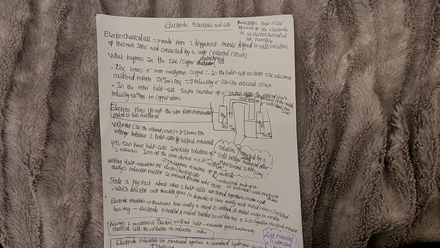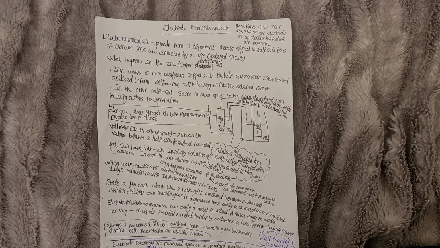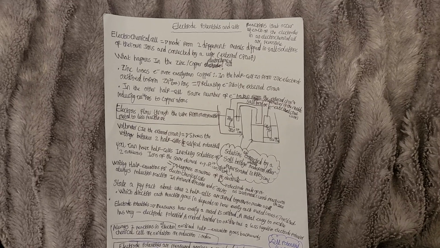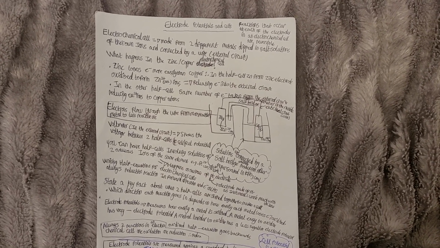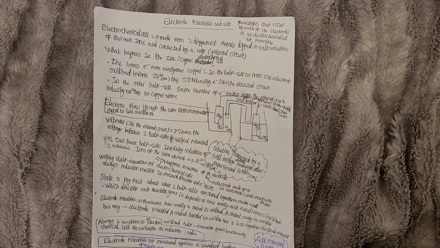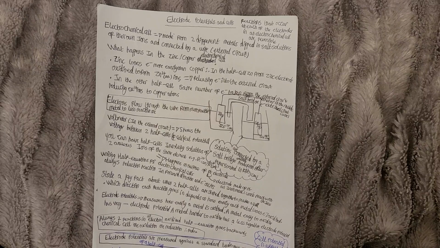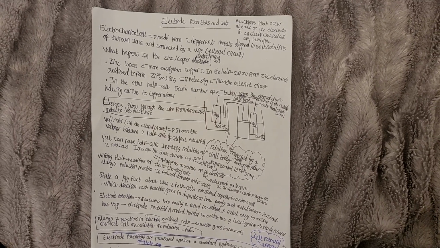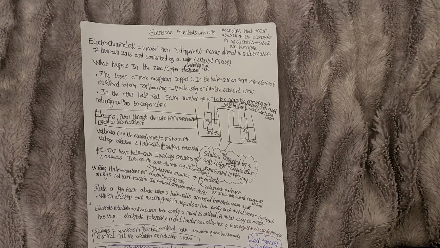Zinc loses electrons more easily than copper. Therefore, in the half cell, the zinc electrode is oxidized to form Zn2+ aqueous ions, releasing electrons into the external circuit. In the other half cell, the same number of electrons are taken from the external circuit, reducing the Cu2+ ions to copper atoms. Reactions that occur at each of the electrodes in an electrochemical cell are reversible.